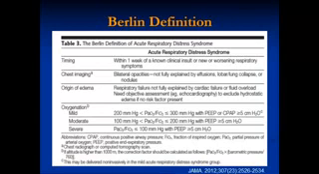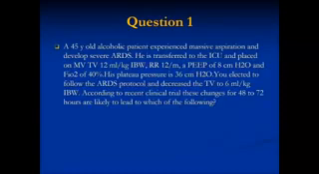And then they divide it into mild, moderate, and severe. So you think for mild, it's 200 to 300 PF ratio, and moderate 100 to 200, and severe less than 100. And we're going to start with the first question.